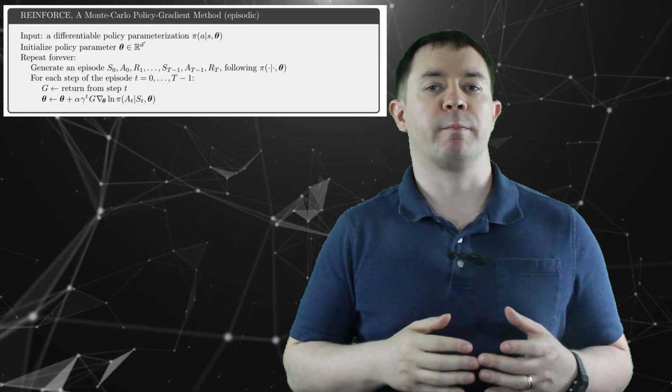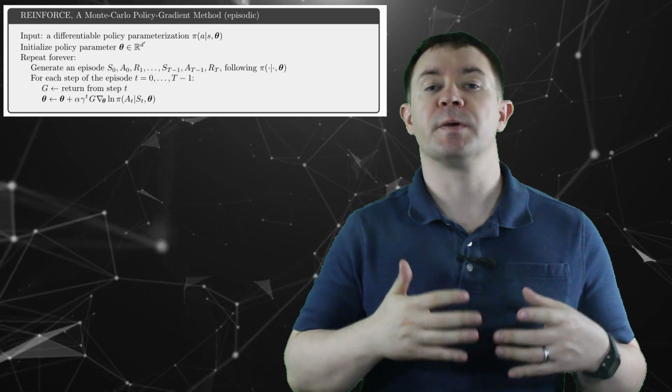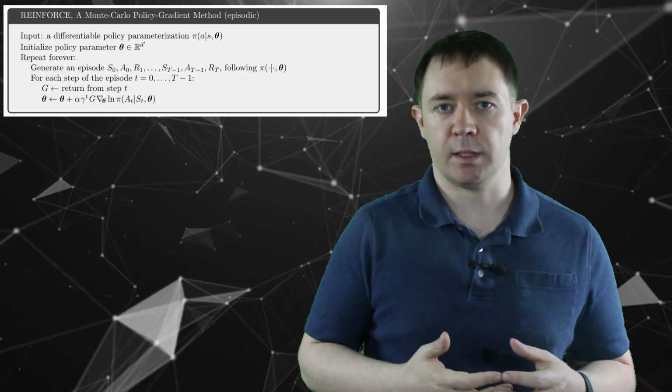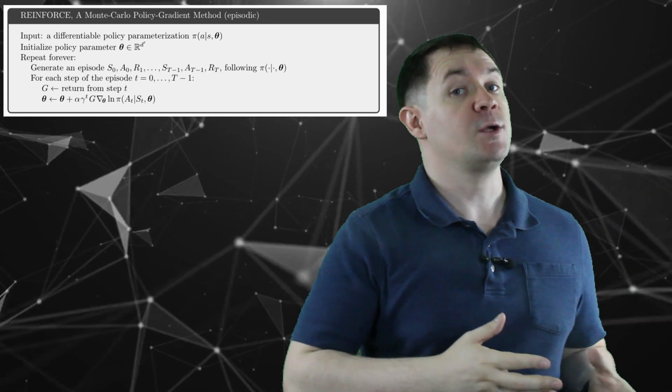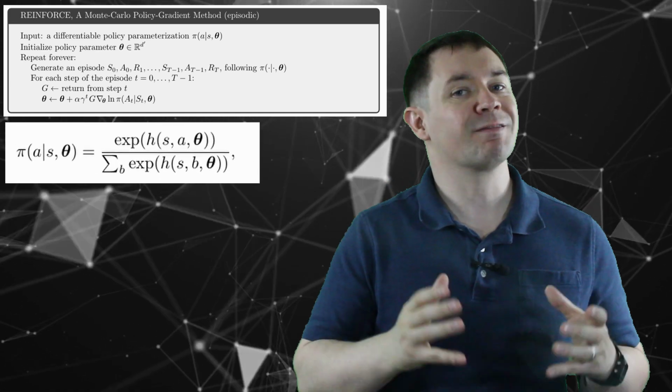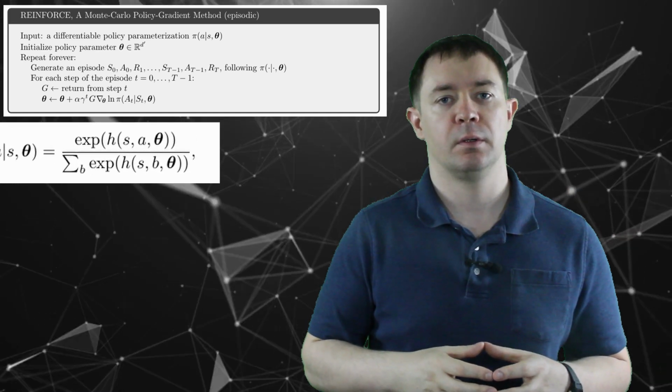So here's the basic idea behind policy gradient methods. A policy is just a probability distribution the agent uses to pick actions. So we use a deep neural network to approximate the agent's policy. The network takes observations of the environment as input and outputs actions selected according to a softmax activation function.